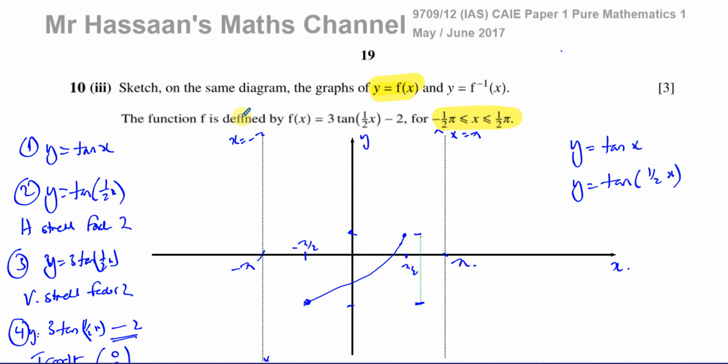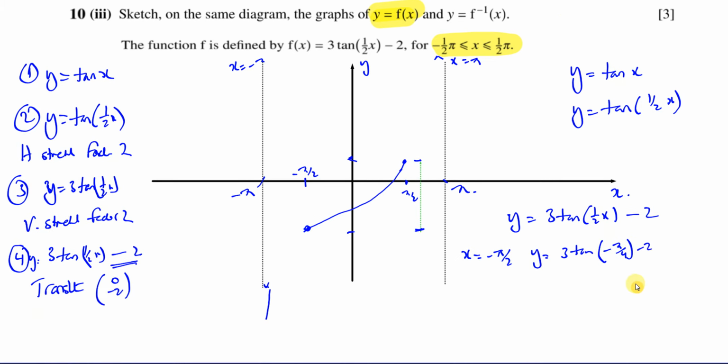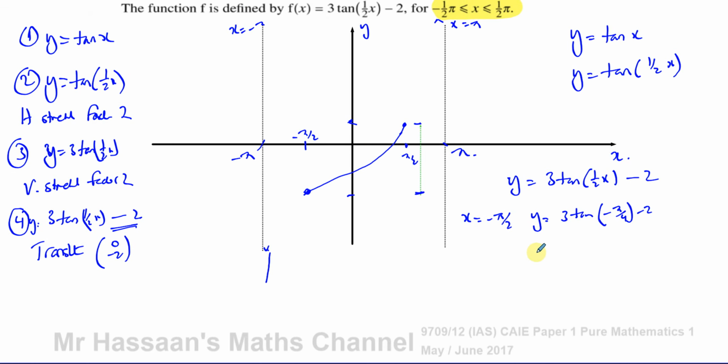Well, I just take the original equation. I know that y equals 3 times the tan of a half x, minus 2. So let's find out the y value when x equals negative pi over 2. We've got y equals 3 times the tan of a half times negative pi over 2, which is minus pi over 4, minus 2. And the tangent of minus pi over 4, as we should know, is negative 1. So you have y equals negative 1 times 3, which is negative 3, minus 2, which is minus 5. So I know that this is the point minus pi over 2 and negative 5.